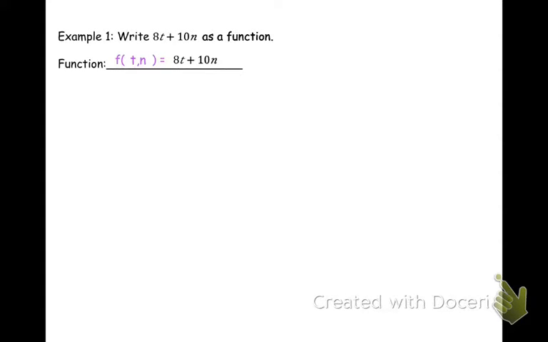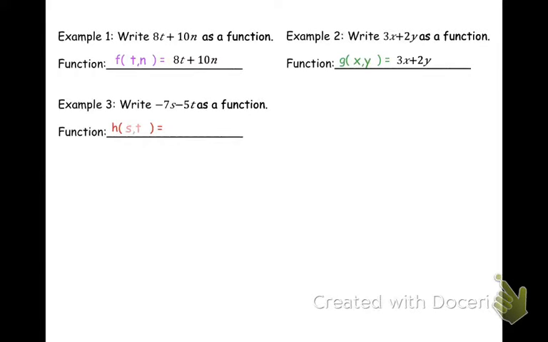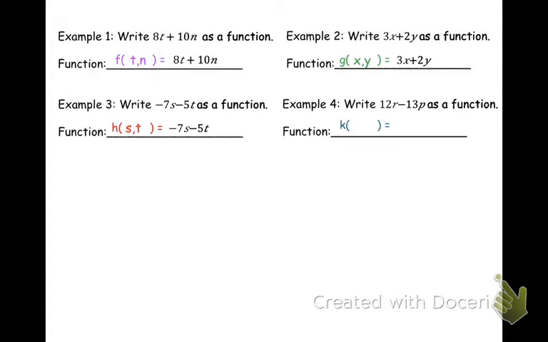Let's write the next one as a function. Let's call it g. So my variables are x and y, so I would put g of x, y, and 3x plus 2y. Let's go ahead and do the same thing with the next one. We're going to use s and t, and then put the expression for the function, and we're calling this one h. And the last one, let's call it k. And our variables are r and p, and we put 12r minus 13p.